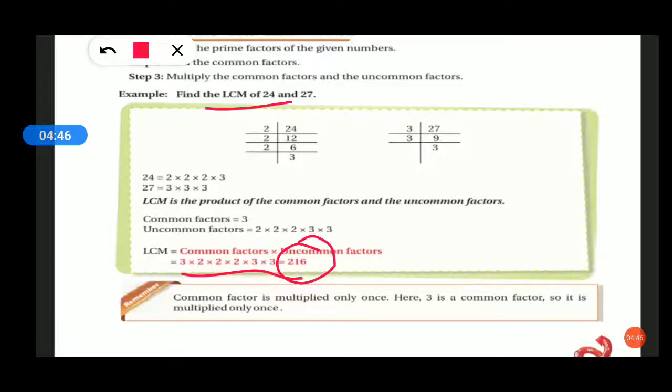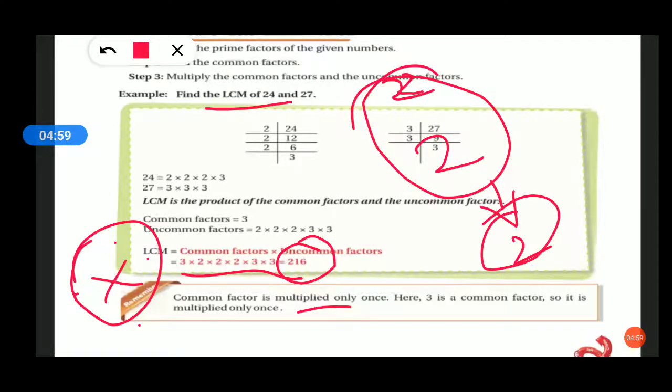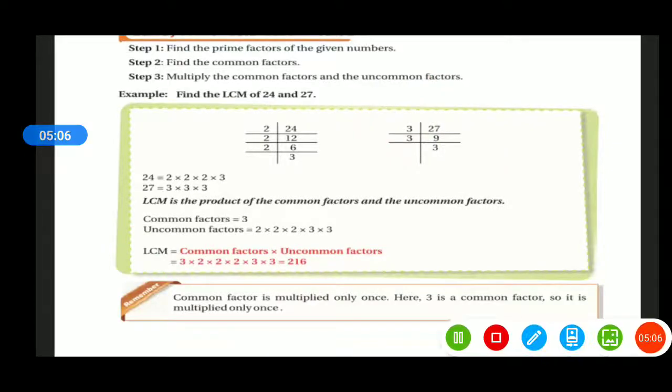Okay. See, this is the important thing: a common factor is multiplied only once. If you have a 2 here and a 2 here, you have to take it only once. The common factor is multiplied only once. Here 3 is a common factor, so it is multiplied only once. Understood, students? If you have any common factor, you need to multiply it only once.